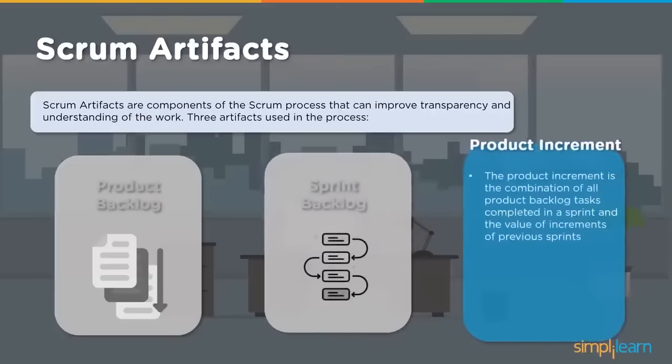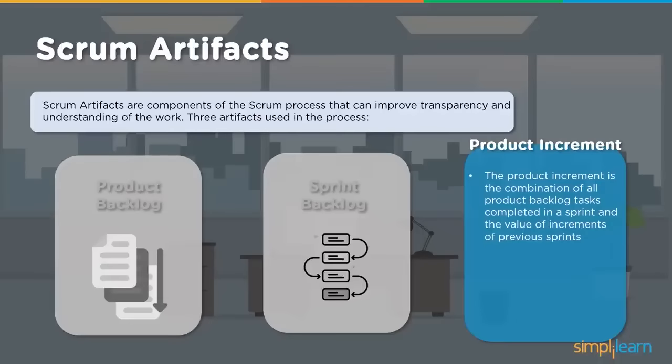Then product increment. This refers to the combination of all product backlog tasks completed in the sprint and the value of the increments of previous sprints. Now, when we speak about lean, lean speaks about elimination of waste. It speaks about value streams. Now, in each of the sprints, as we have working software being delivered, each of these pieces should keep complementing what is already delivered and what is being delivered in future.